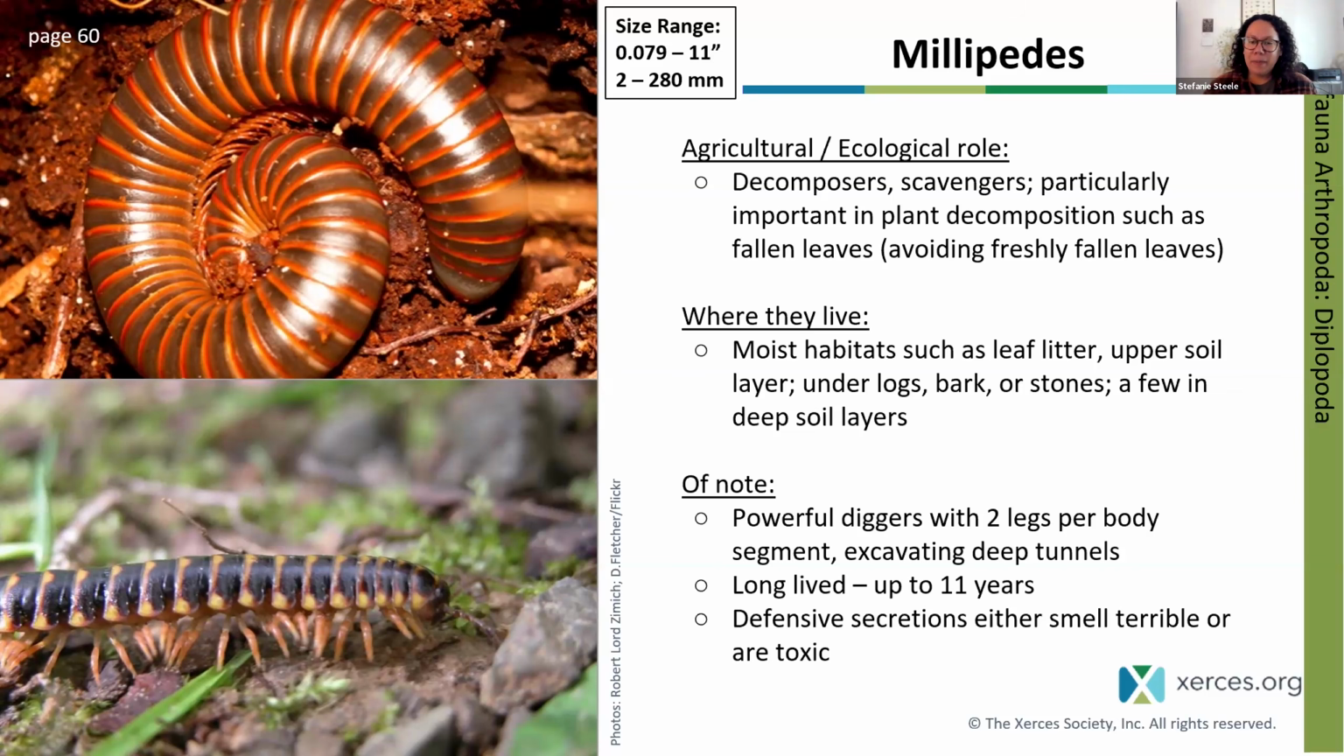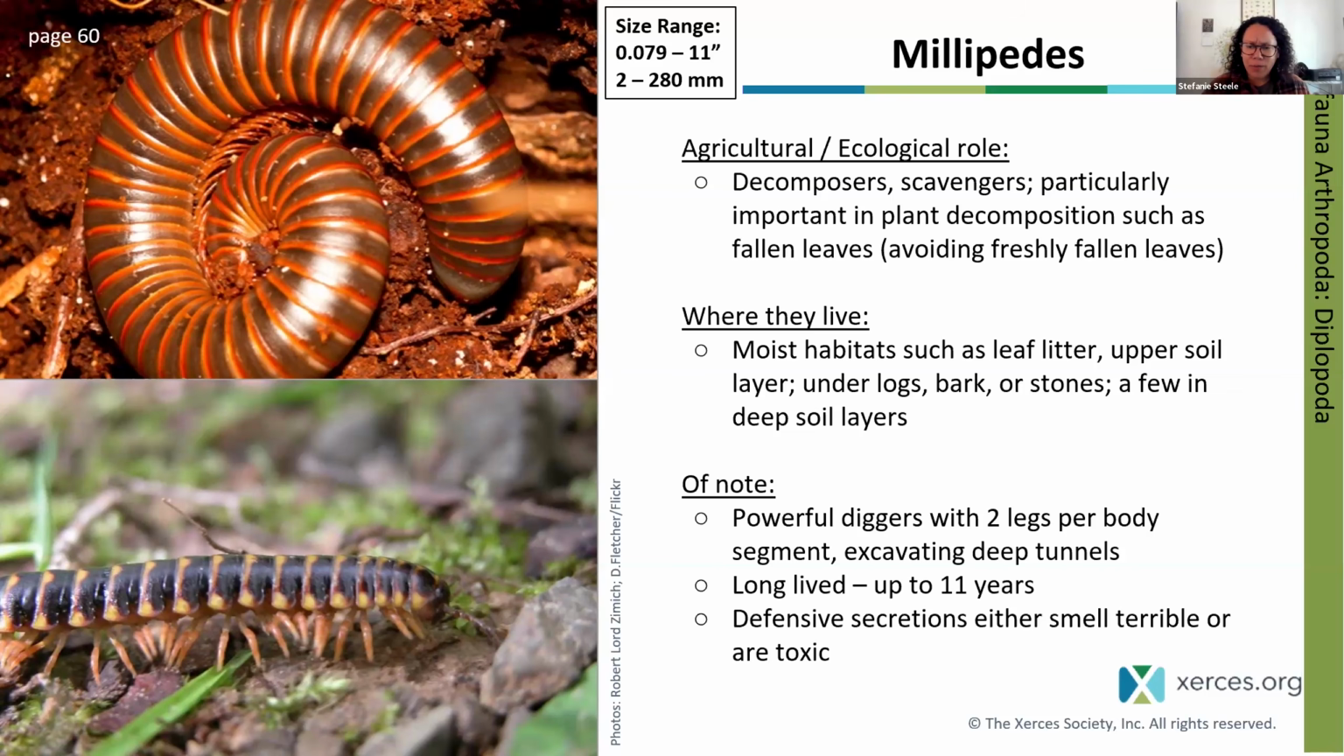Millipedes, as part of their role, have these chewing mouth parts, making them really good decomposers. They can help fragment about 10 to 15% of annual leaf fall, so fragment that down into smaller pieces and then help facilitate microbial decomposition even further and the dispersal within the soil.